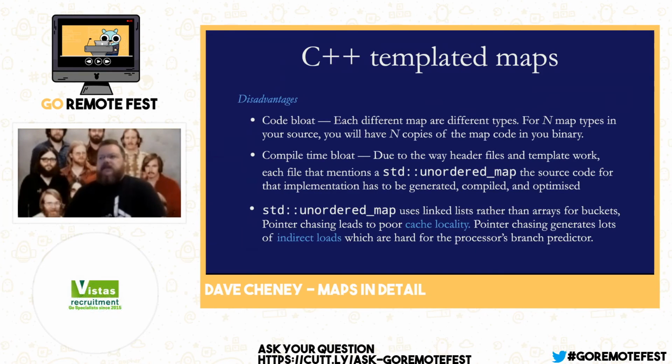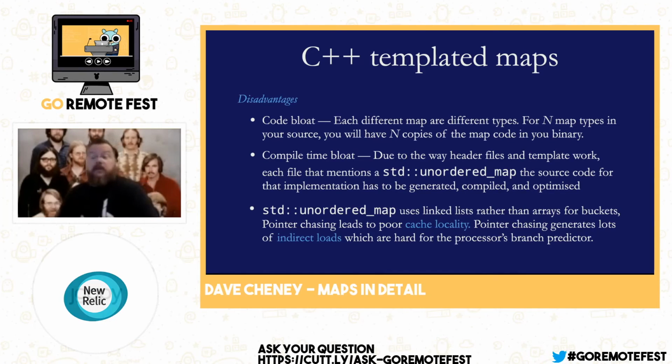The disadvantages, because each map is specialized for the key and the value type, if you have a map of strings to int and a map of strings to unsigned int, those are two separate map implementations, completely separate. So if you have n map types, like if your application deals with different kinds of maps, you're going to have n copies of the map code in your binary.